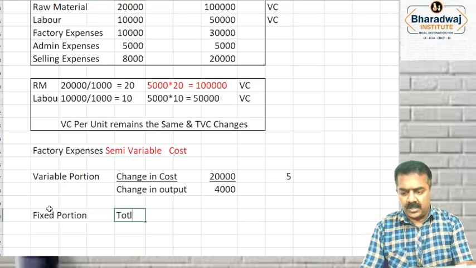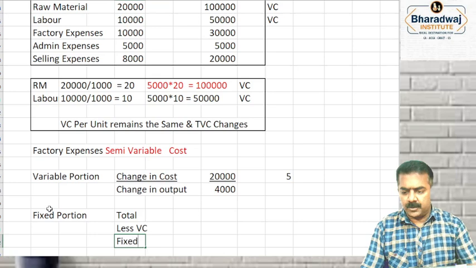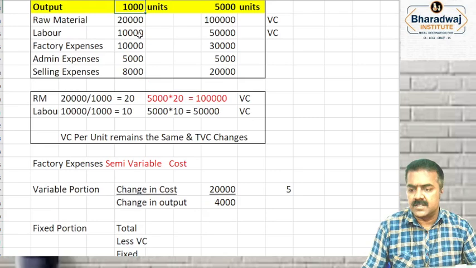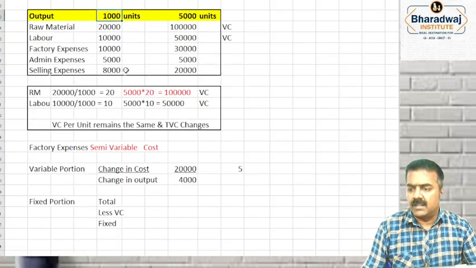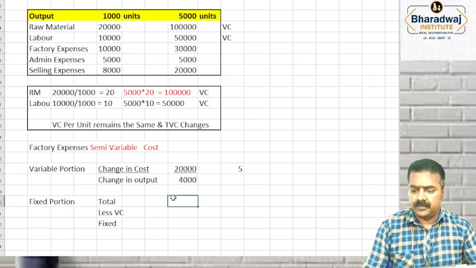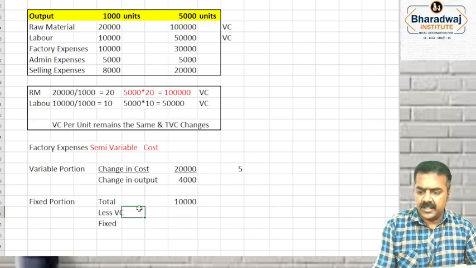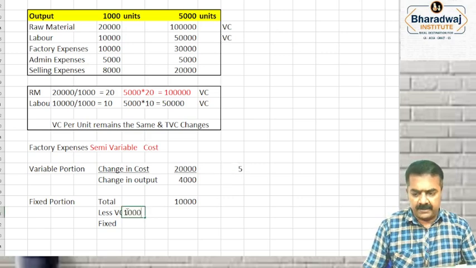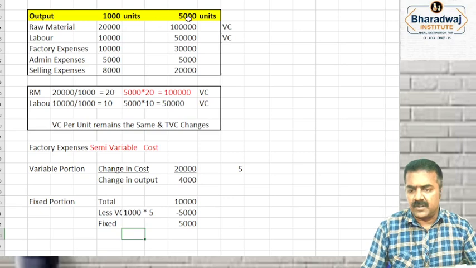From the total, eliminate the variable portion. You will get the fixed portion. For example, for factory expenses, when the output was 1,000, what was the total cost? 10,000. From the 10,000, eliminate the variable cost. What is the variable cost? 5 rupees. So 1,000 into 5, 5,000 variable. The balance is the fixed cost.